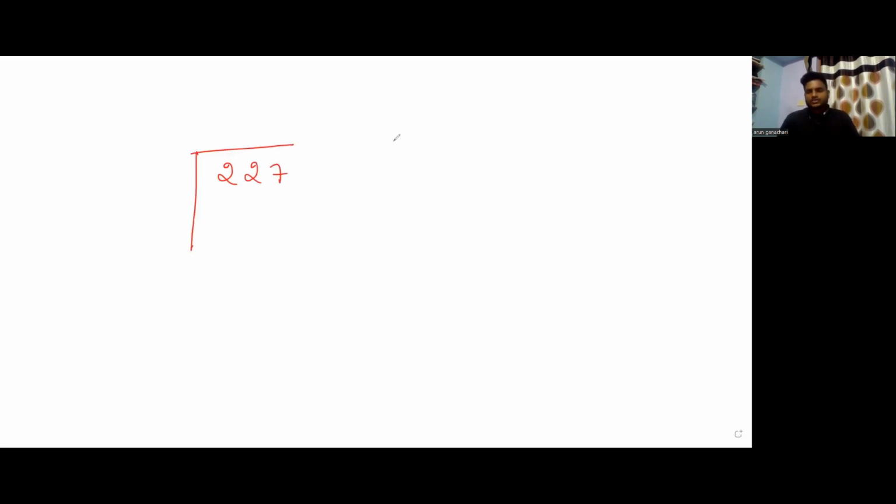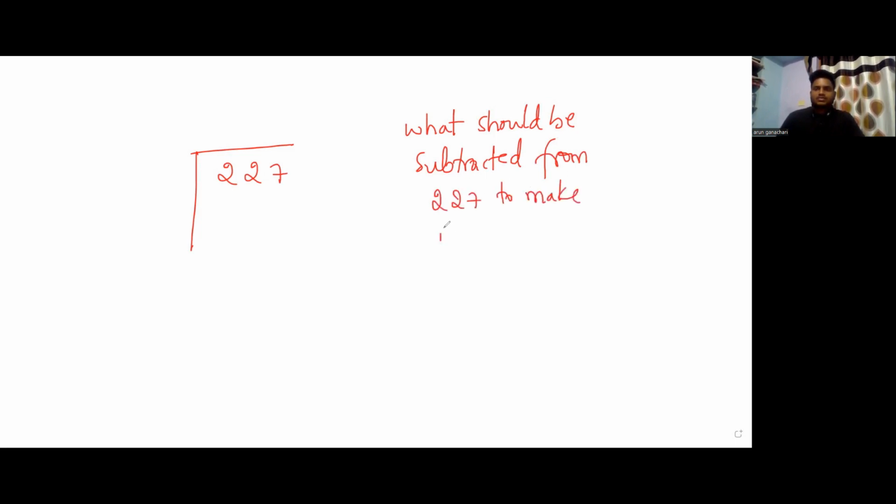The question will be, write down the question: what should be subtracted from 227 to make it a perfect square? What should be subtracted from 227 to make it a perfect square? Now, without doing it this way also, we can answer. You know all the square numbers, no? What should be subtracted to make it a perfect square?